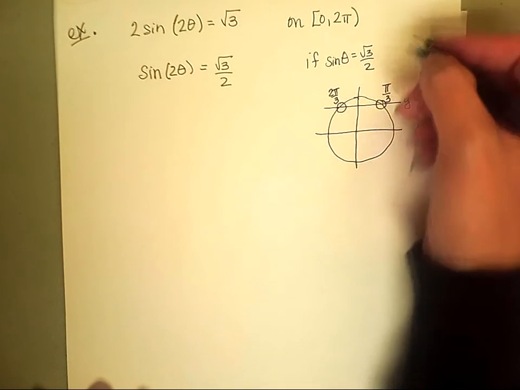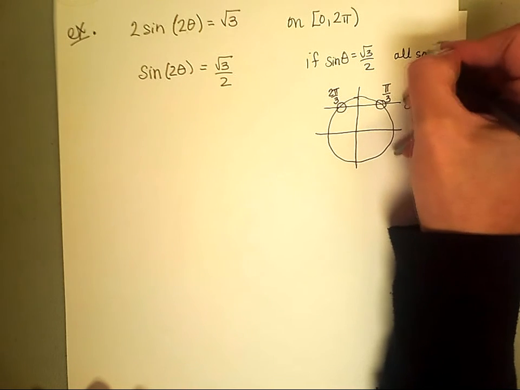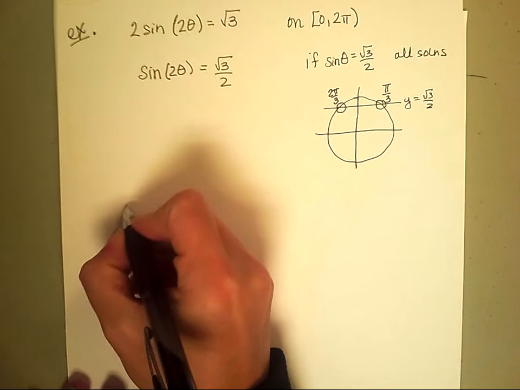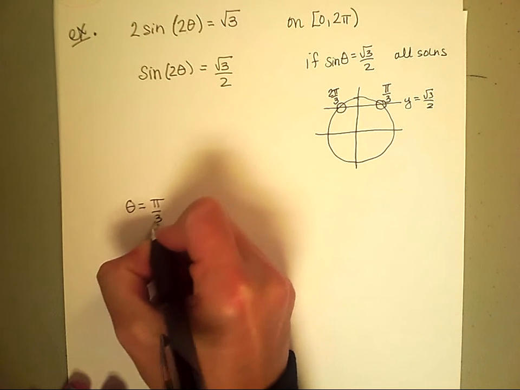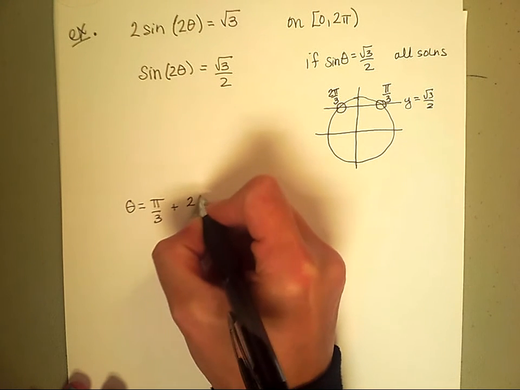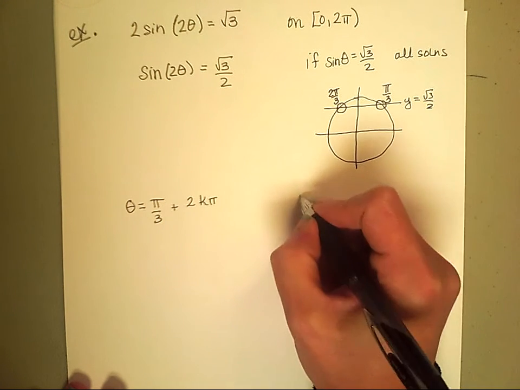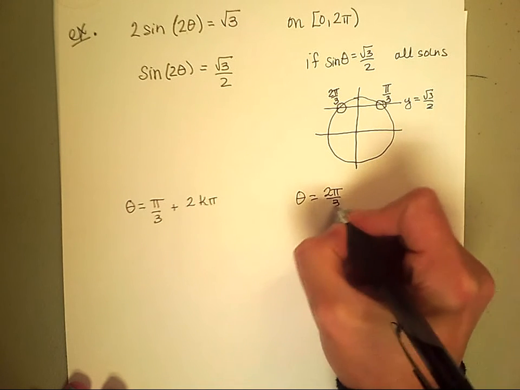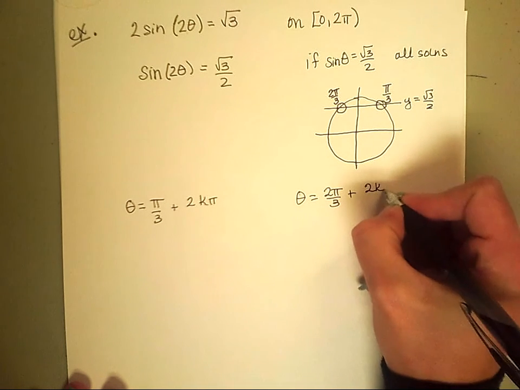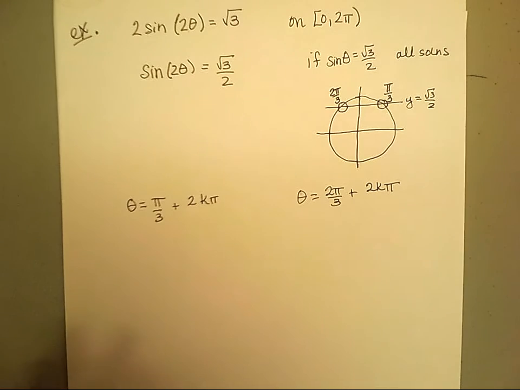So now let's solve this, if this were the case and we were doing all solutions, then we would have theta is equal to the first branch, pi over 3, plus any looping, that is plus 2k pi. And our second branch would come from here, which is 2 pi over 3 plus 2k pi.